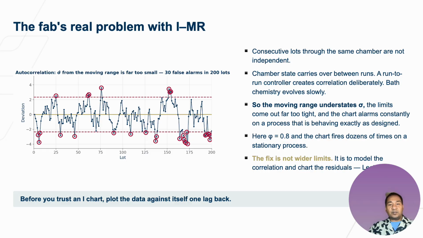The instinct is to widen the limits. Do not. That treats the symptom and destroys the sensitivity you have left. The right answer is to model the correlation and chart the residuals. That is the topic of lecture 3.